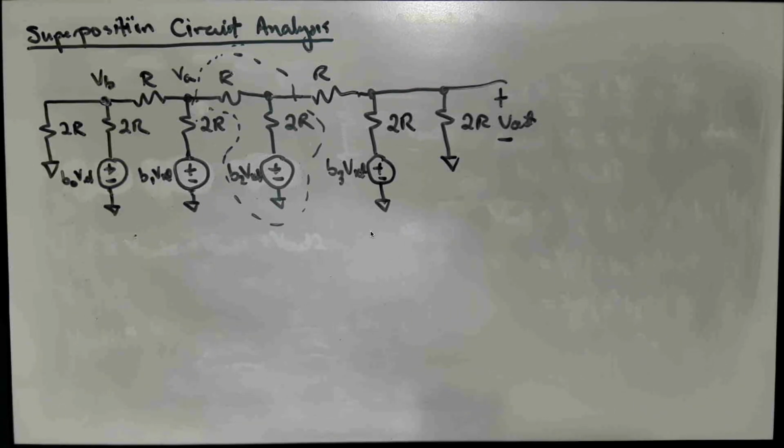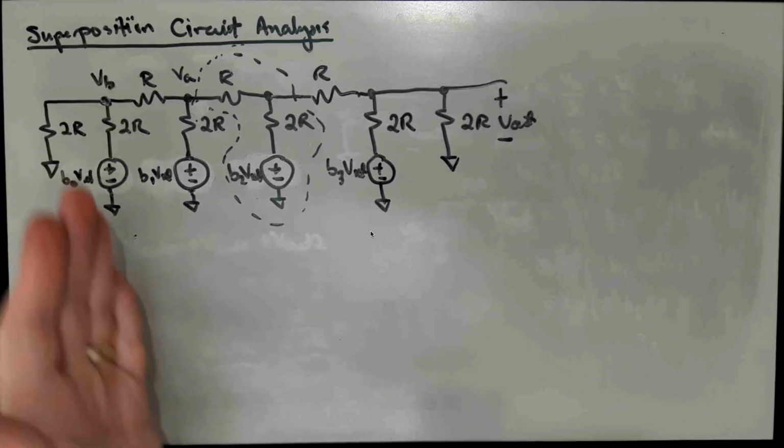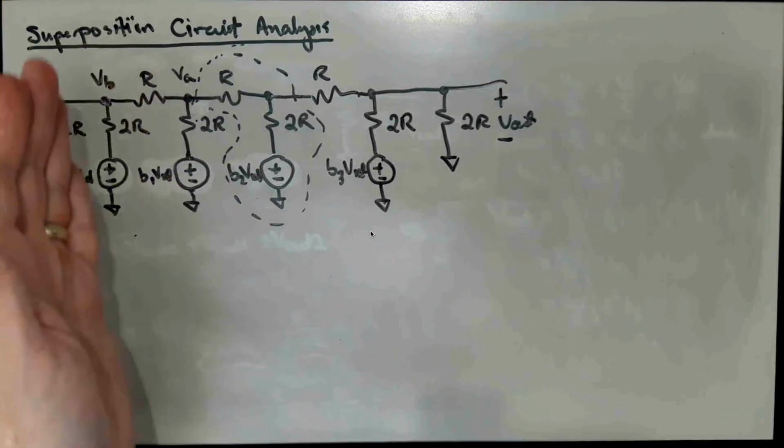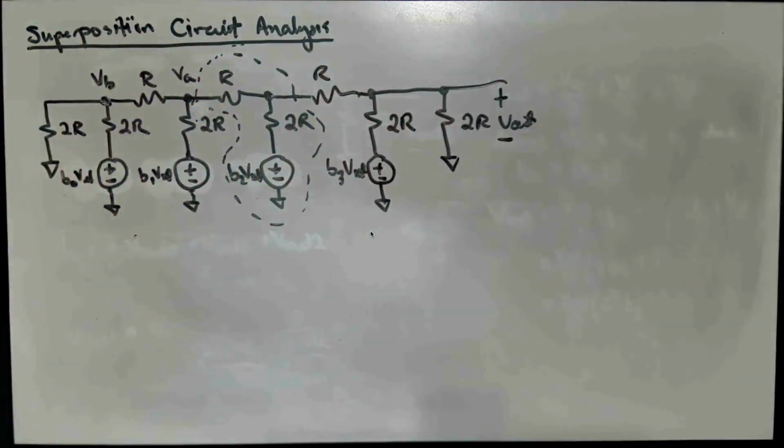So I hope you'll agree that the superposition analysis wasn't too bad once we recognize this sort of alternation between R and 2R and the equivalent resistance as we alternate going through successive nodes in the circuit. And that made writing down the voltage divider ratios very easy. So anyway, that's it for this segment, and we'll see you next time.